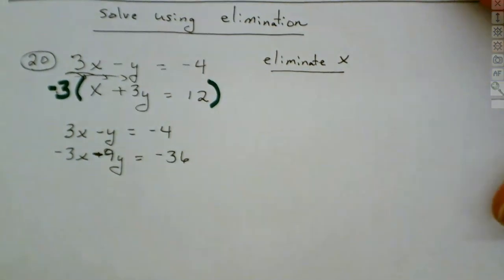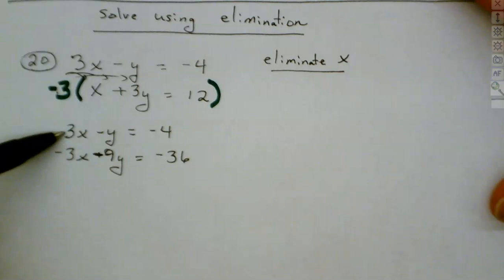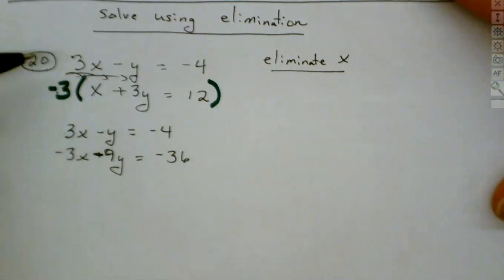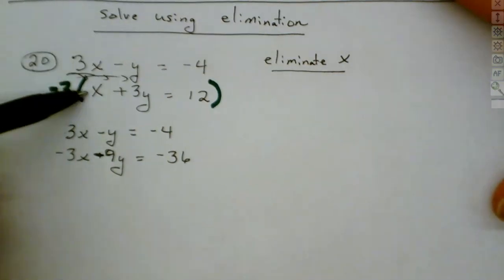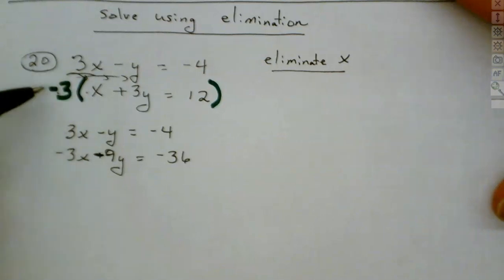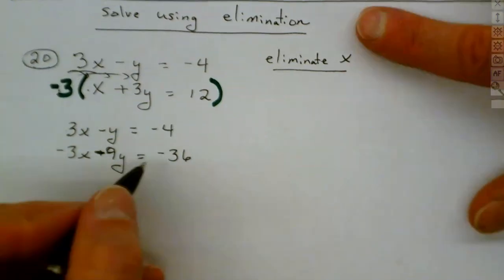Why did I do that? What happens now with the x's? When I add down, what happens to my x's? They go away, don't they? This is called elimination. You want to eliminate one of the variables using multiplication. So this one had a 3x, this one just had an x, and I realized if I take the second equation and I multiply it by negative 3, then they're going to cancel. So one positive, one negative.